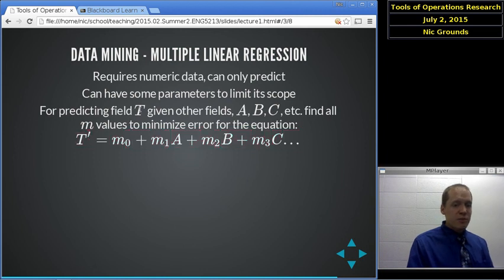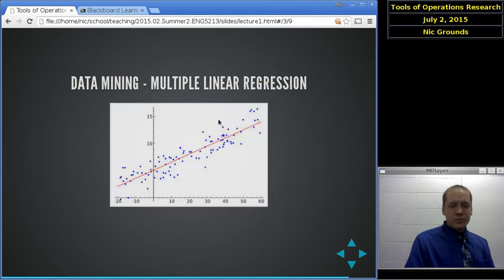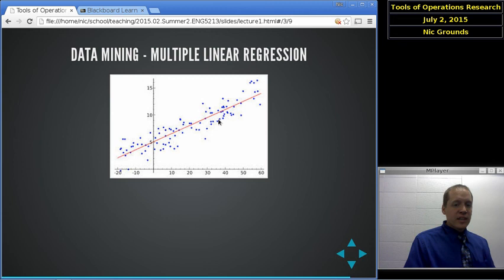So literally it says, if I'm trying to predict field T, the numeric value for field T, I'm just going to try to find M0, M1, M2, M3 values that minimize the error of this equation. That is, how off this prediction T prime is to the real T value in the data. So it's linear regression because it's just a linear equation of summing up the multiplication of values. Okay, very simple. Visually, it would look something like this.